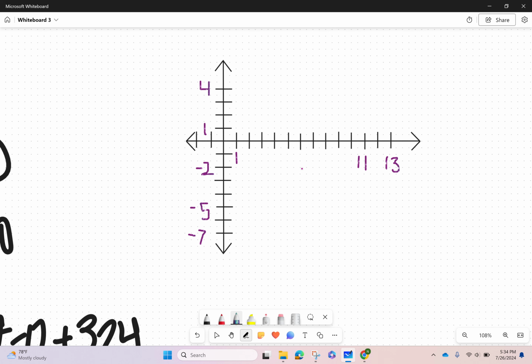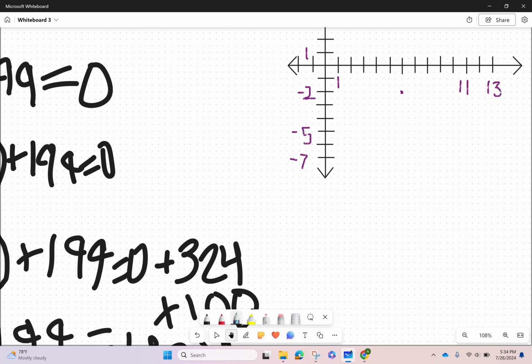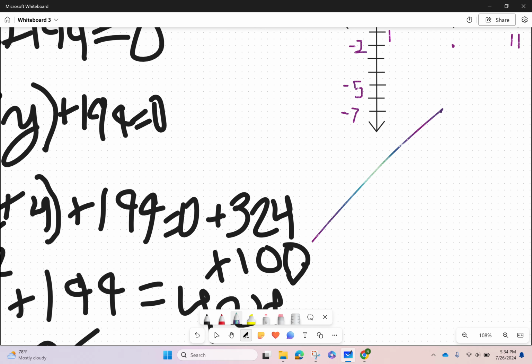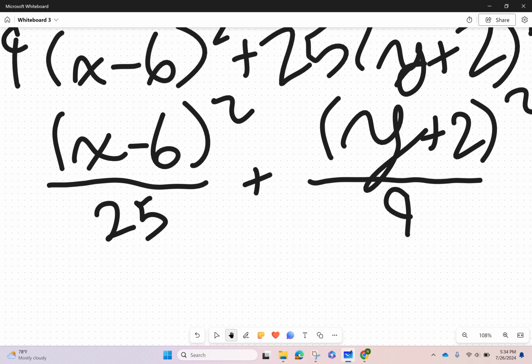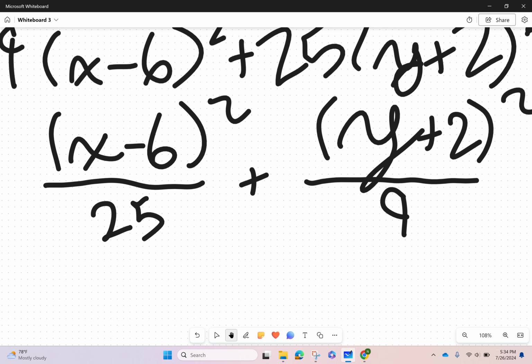Here's 2 along this line, and that's 1, 2, 3, 4, 5, 6 right there. Okay, so there, here, I'll make that a little bigger. There is our 6, comma, -2. That is our center, right? But now, how do we know where else to put points? Well, if we look back at our denominators over here, our denominators are 25 and 9, right?